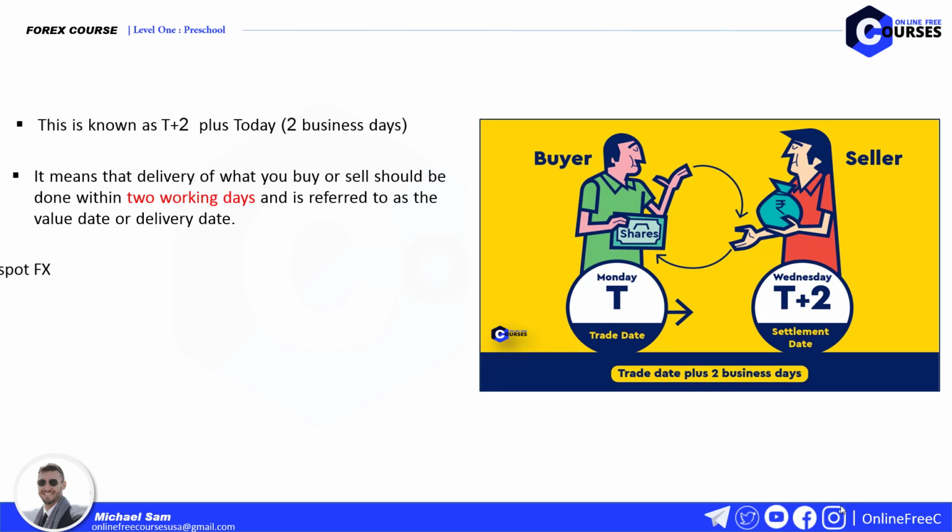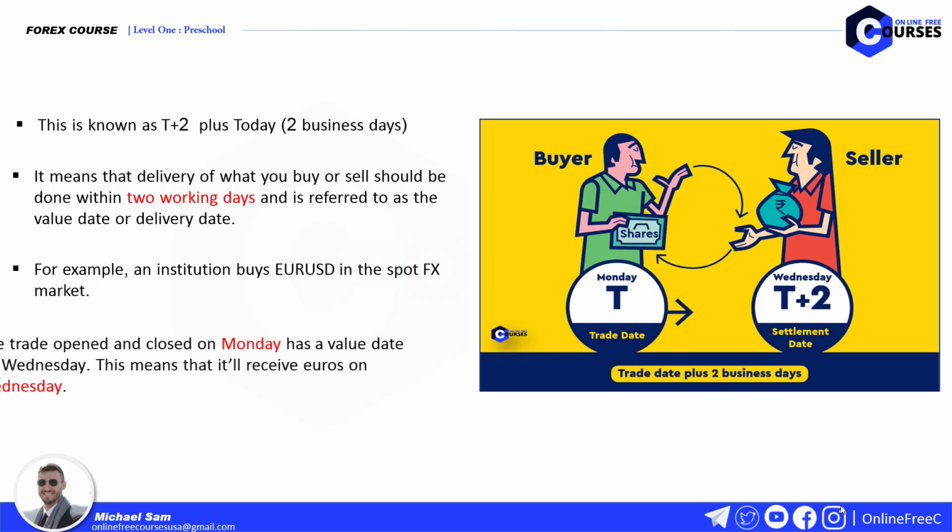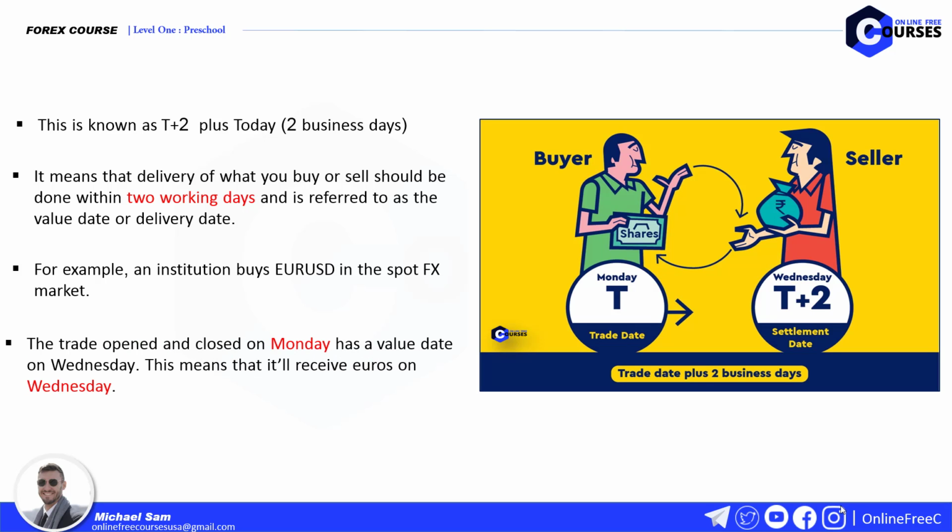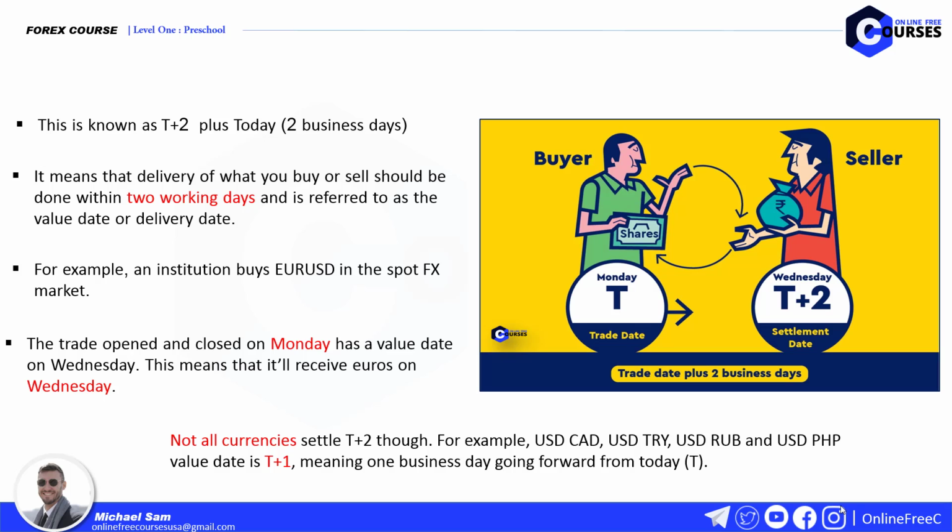For example, an institution buys EUR/USD in the spot FX market. The trade opened and closed on Monday has a value date on Wednesday. This means that it'll receive euros on Wednesday. Not all currencies settle T+2 though. For example, USD/CAD, USD/TRY, USD/RUB and USD/PHP value date is T+1, meaning 1 business day going forward from today. Trading in the actual spot forex market is not where retail traders trade though.